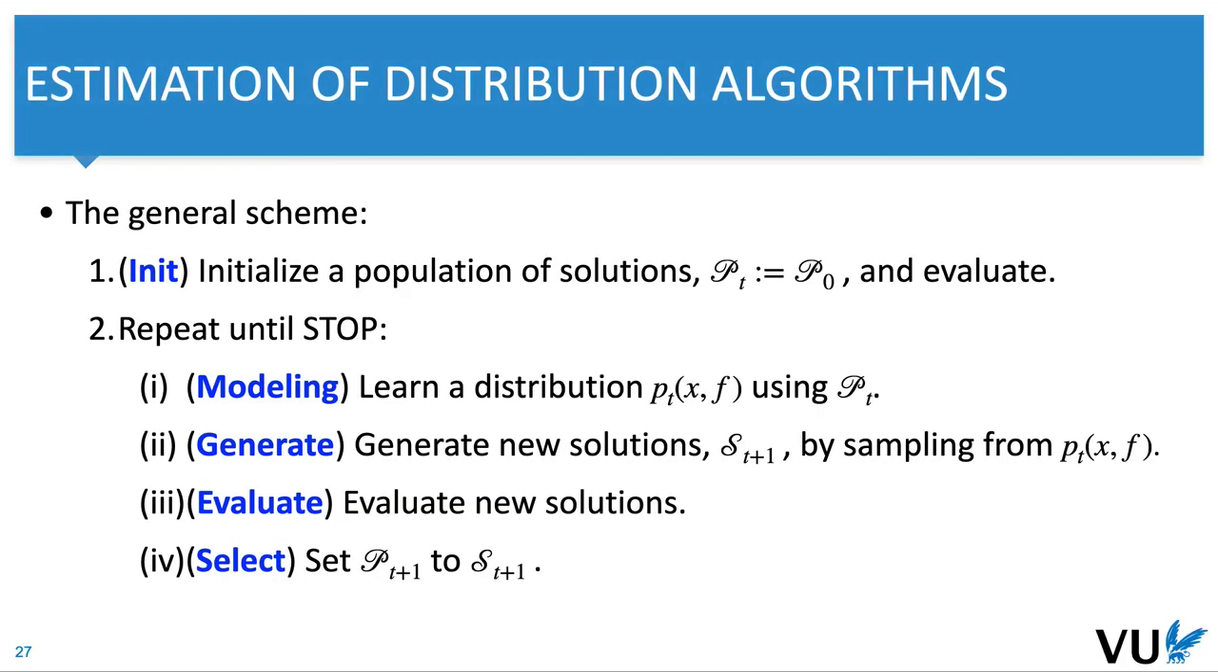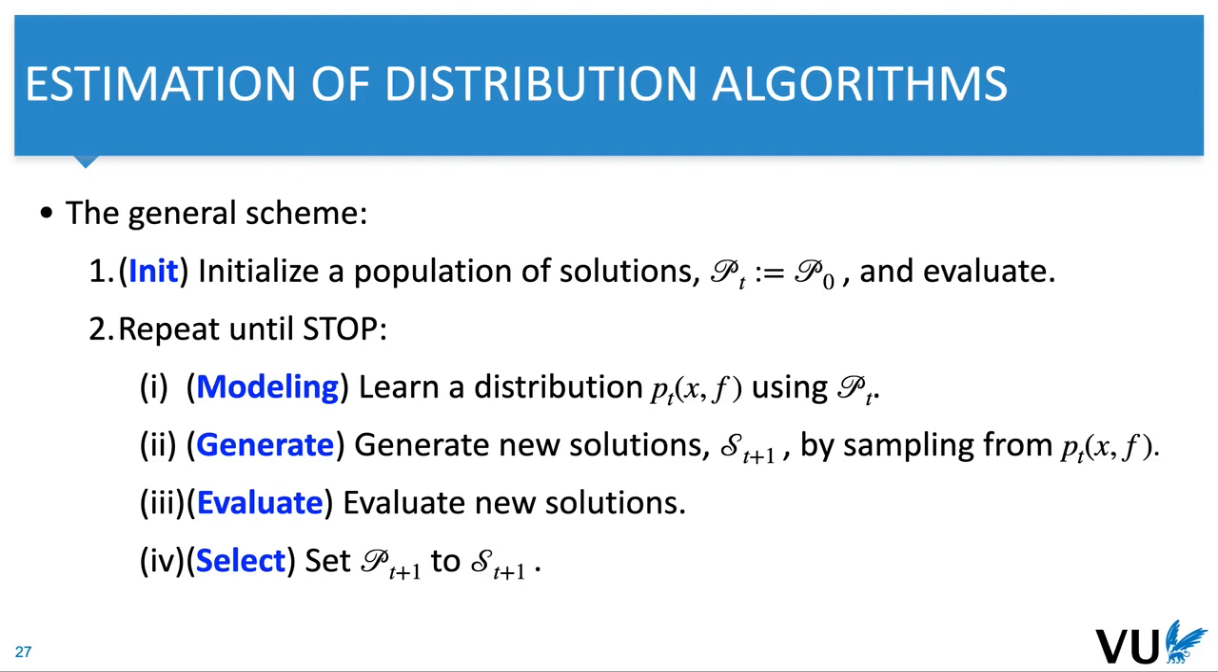And what is the idea? So the idea is that we add an additional step, all right? You can say that it could be included in this generate step, but I would prefer to consider it an additional step, and this step is modeling. So we now have modeling, generate, evaluate, and select.